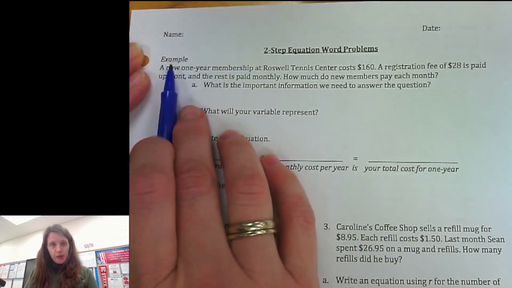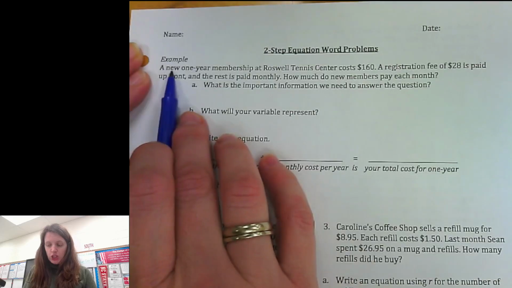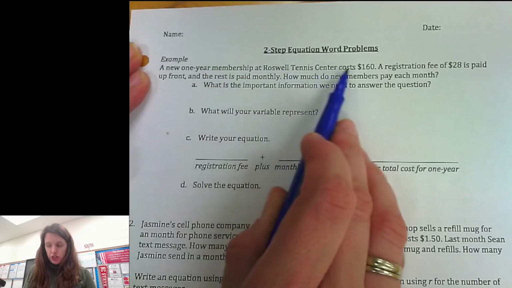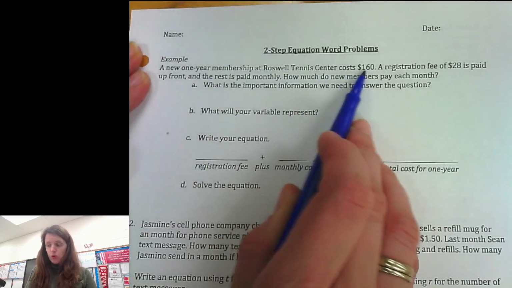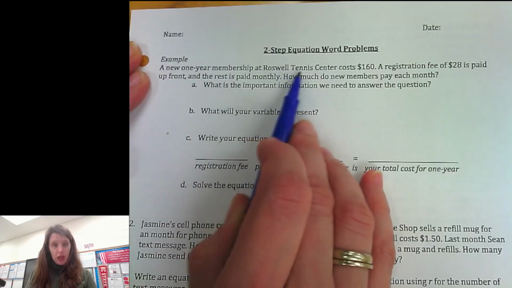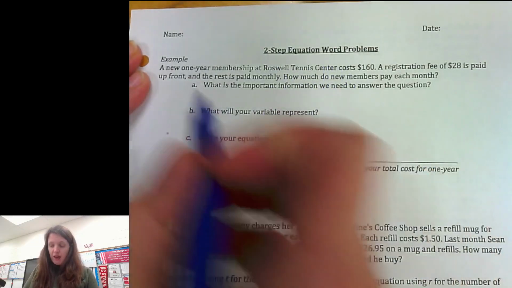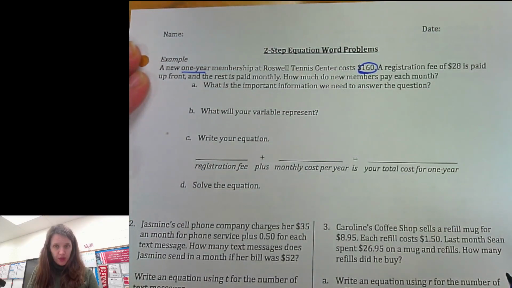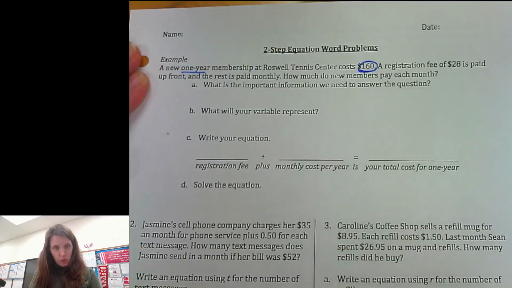So the first example that we have here talks about a new one-year membership at Roswell Tennis Center that costs $160. So we're talking about somebody who's trying to join a club for playing tennis. And for the whole year, we are paying $160. All right? Now we're going to get into some more of the details.